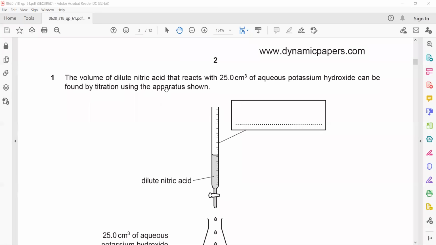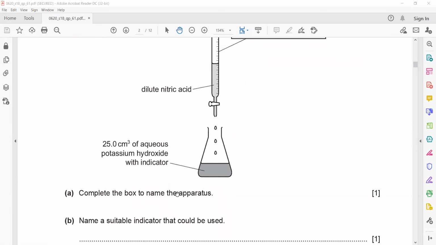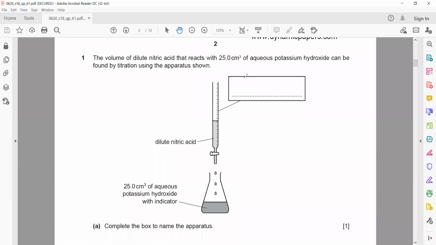The volume of dilute nitric acid that reacts with 25 cm cube of potassium hydroxide can be found by titration using the apparatus shown. Complete the box to name the apparatus. What do we call this apparatus? So it is a burette.